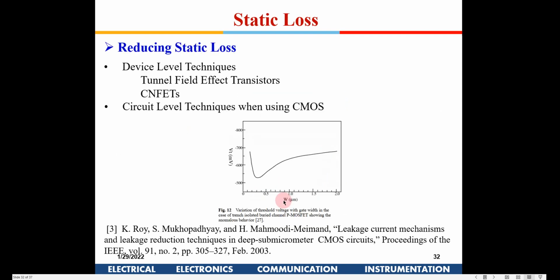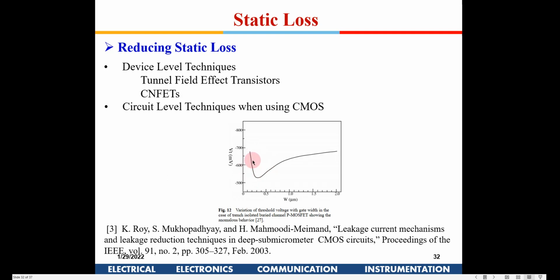Okay, so to reduce the static loss, when we are working in this regime, for widths below 400 nanometer, if you use a higher width, you will find VT is decreasing. You can read this paper here. So you would have to use higher width transistors to reduce the static current, but that is generally not done, because if you use higher width transistors, then your dynamic power increases, which we'll study in the next class.